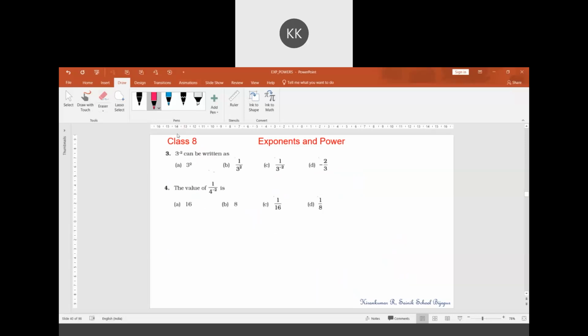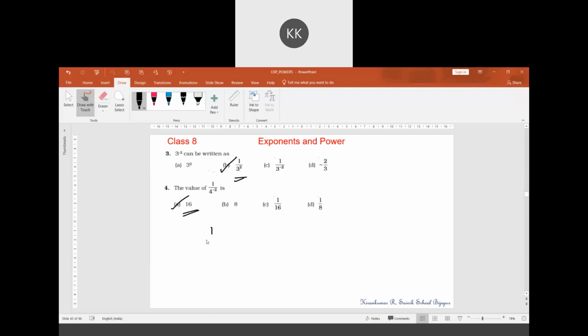Let's have a look at this question number 3. B raised to the power minus 2 can be written as option B, 1 by B to the power 2. Yes, option B is correct. The value of 1 by 4 to the power of minus 2 is option A, sir. Option A is correct.